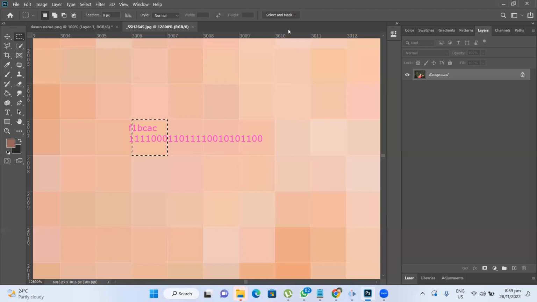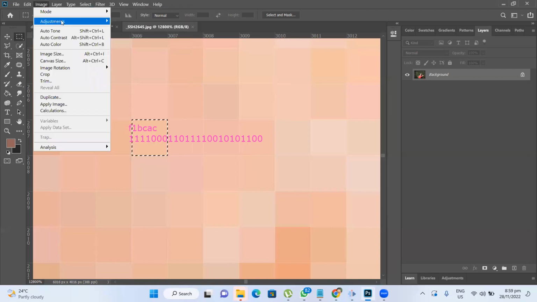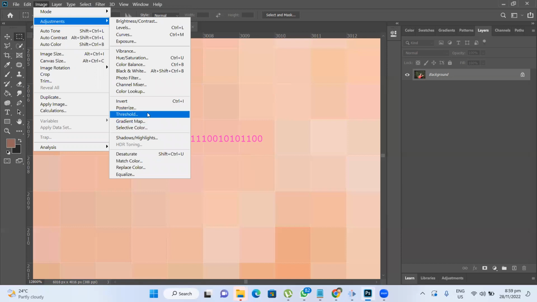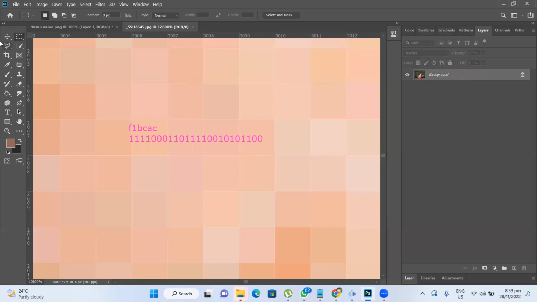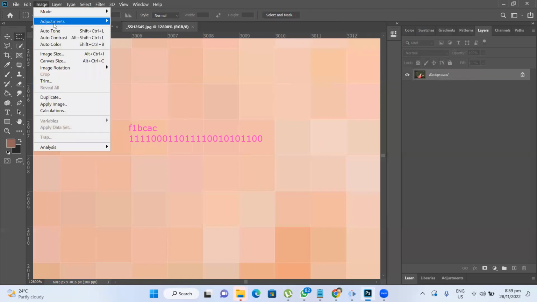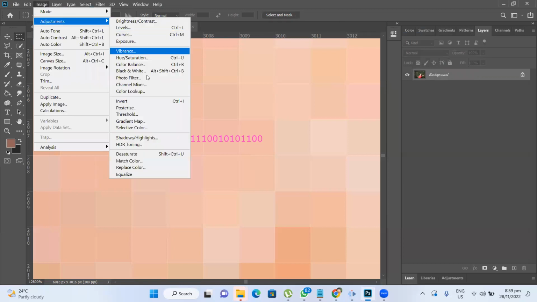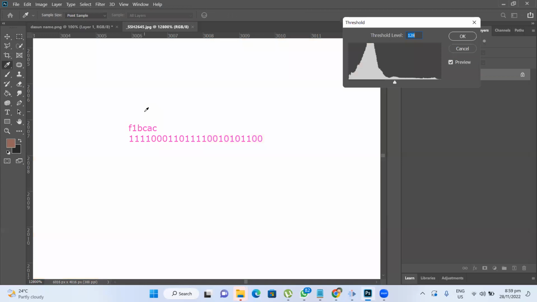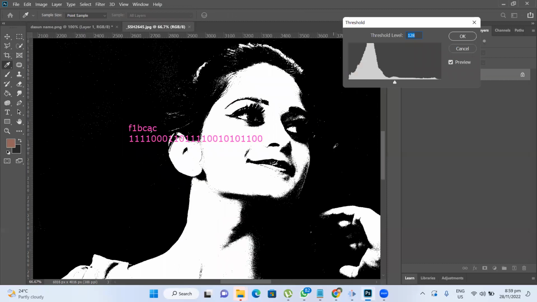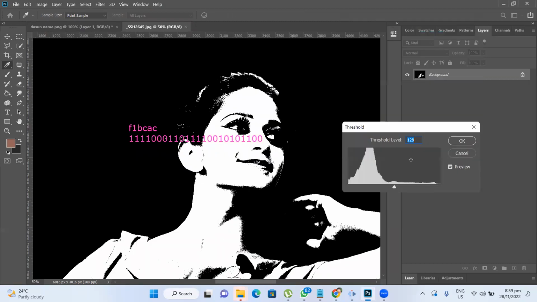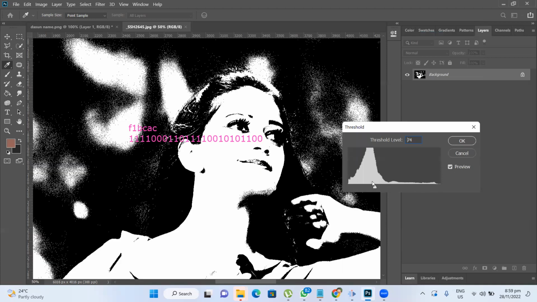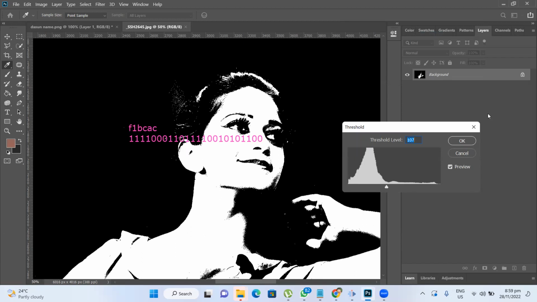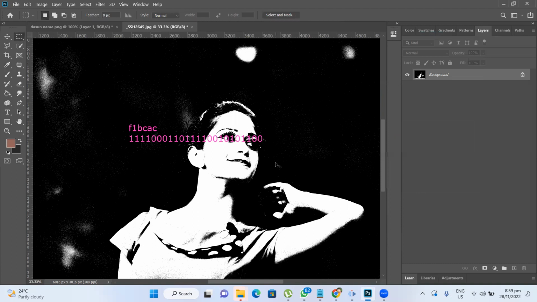Okay, let's convert it to black and white. I'm converting this image to black and white now, right? Okay, wait. I'm converting the entire picture to black and white. Okay, let's keep it like this. Now the entire picture is black and white. Can you see?